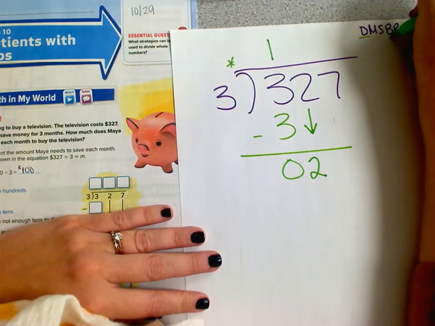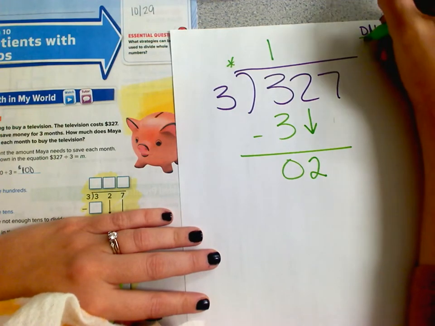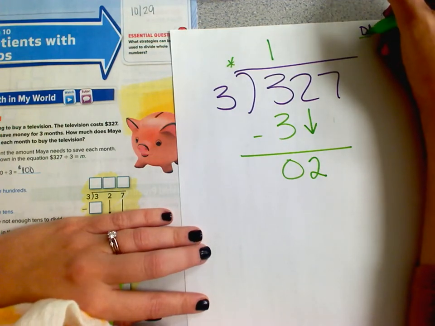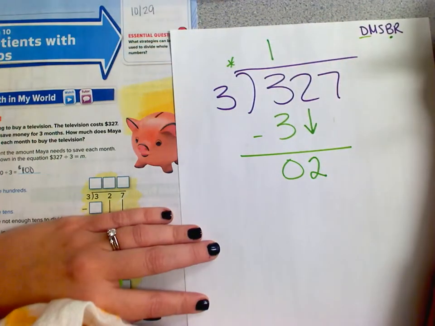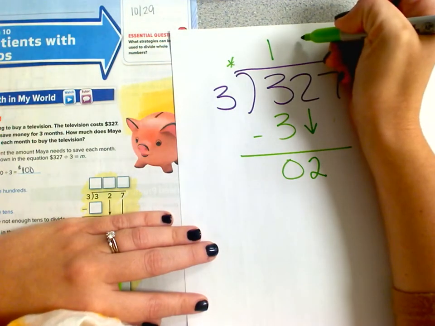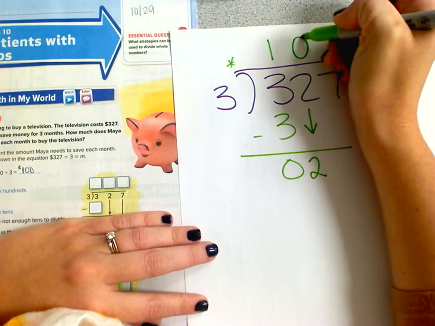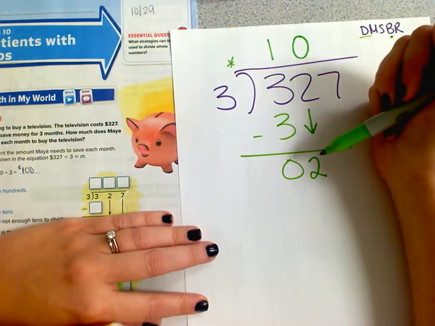So I brought down. And guess what? My next thing to do is repeat, divide again, just like I usually would. Can 3 go into 2? No, it cannot. So I need to put a 0 up top. 3 goes into 2 0 times.